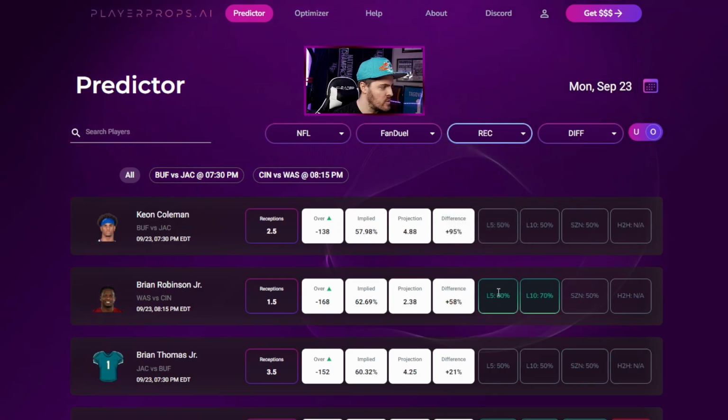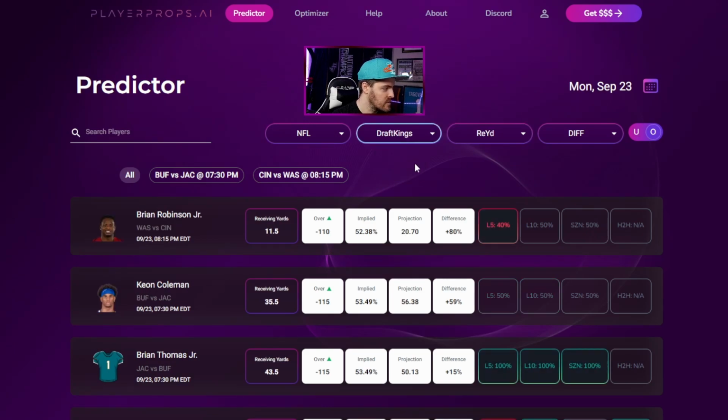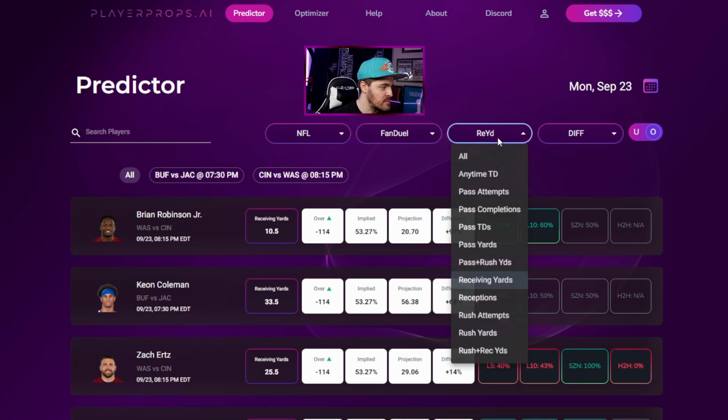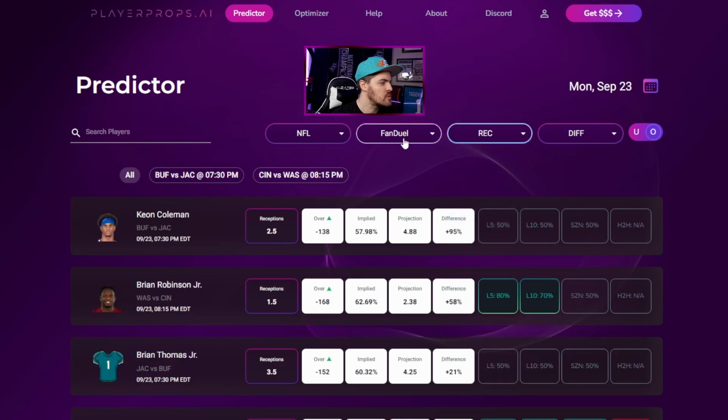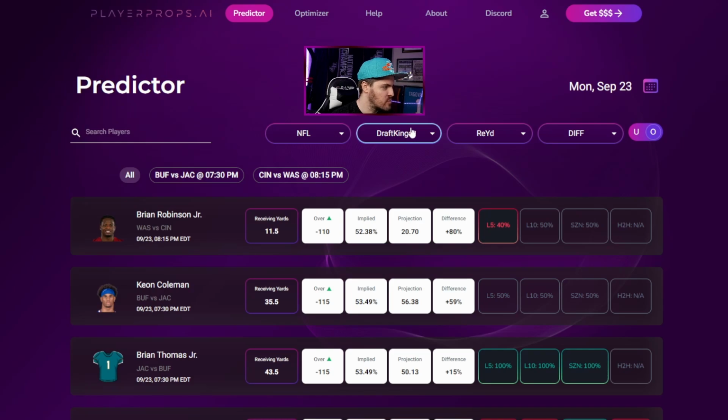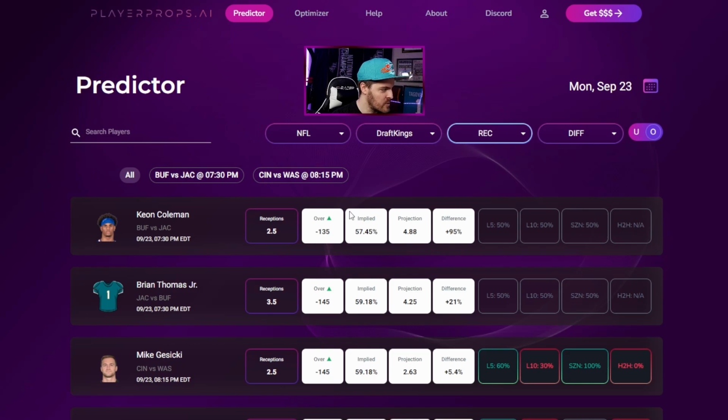We're going to do Keon Coleman 3 receptions over 2.5. We're going to do it on DraftKings because DraftKings pays us more money for it. Wait. No, we're going to do on FanDuel. Wait, we're on receptions, we're on receiving yards. Hold on. Hold your horses. Yes, they both have 2.5. Oh, this keeps going. I see what happened. Got it. Yes. -135 on DraftKings, over 2.5 receptions.